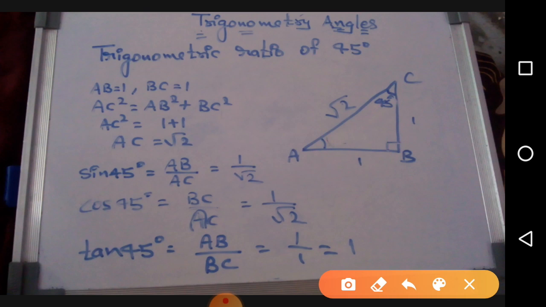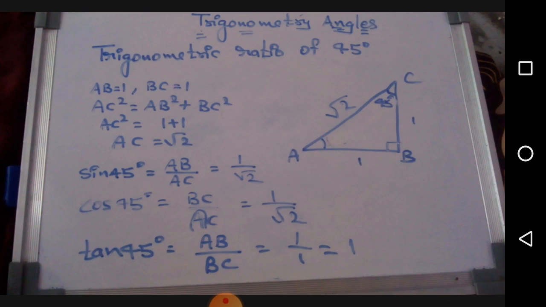Thus if one angle is 45, the other will be 45, and if both the angles are same, it means it is an isosceles right angle triangle, and in case of isosceles right angle triangle, two sides must be equal, and these are the two equal sides. If AB and BC is 1 and 1, then what will be the hypotenuse? We have to use Pythagoras theorem, that is AC square equals AB square plus BC square, that is AC square is equal to 1 plus 1 and AC equals root 2. Thus we get root 2 here.